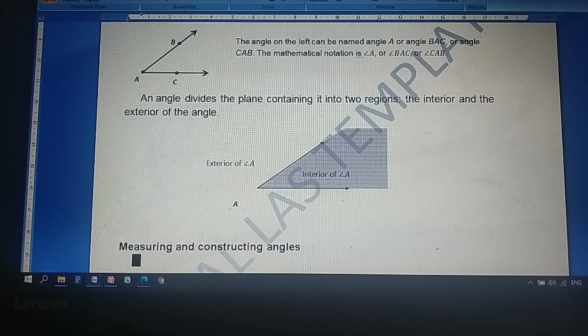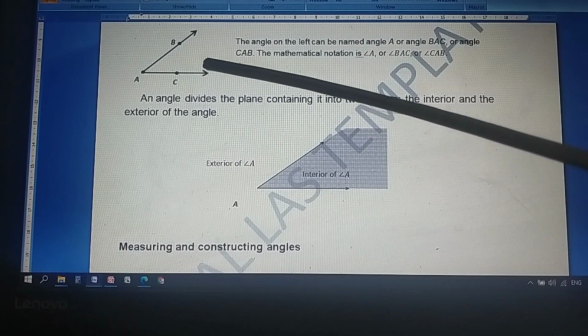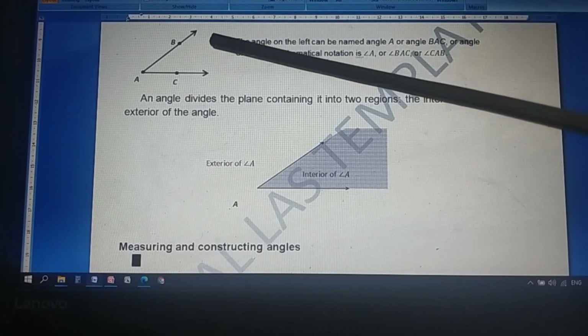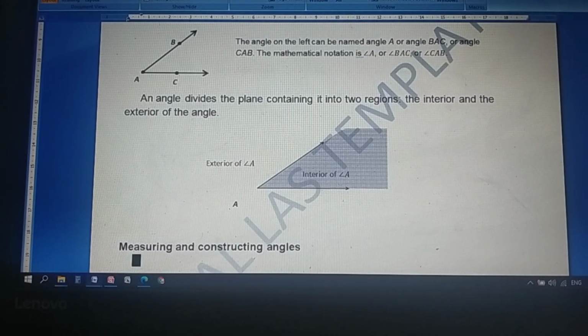If no confusion will arise, an angle can be designated by its vertex. So we can call this angle A. If more precision is required, three letters are used to identify an angle. The middle letter is the vertex, while the other two letters are points, one from each side of the angle. For example, we can name this angle as angle BAC or angle CAB, or simply angle A. An angle divides the plane containing it into two regions, the interior and the exterior of the angle.